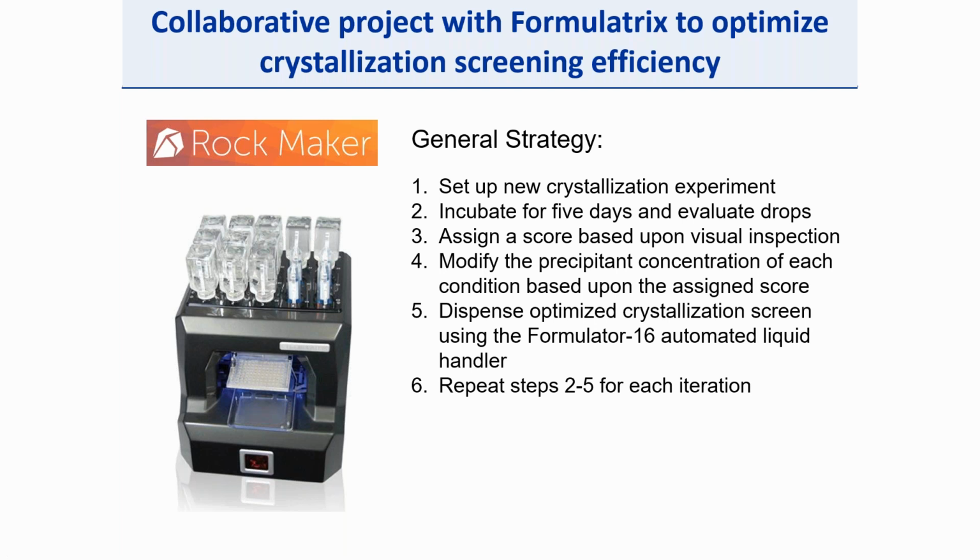And then the real key is to then modify the precipitant concentration of each of the 96 conditions based upon that assigned score. And then you can dispense a new optimized crystallization screen using an automated liquid handler, such as the Formulator 16, and then repeat these steps multiple times for multiple iterations to try to get the most optimized crystallization screen.